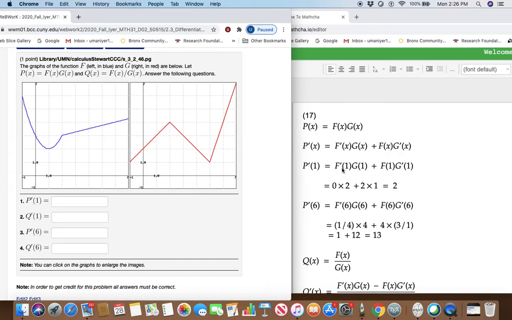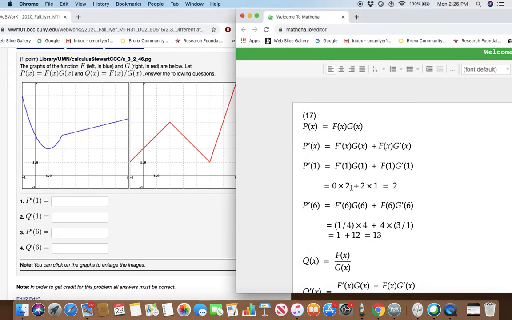Now what is the derivative of f at 1? So blue is f. At 1, notice it has a horizontal tangent, right? So derivative is 0. What about g at 1? At 1, g has value 3. Okay. Anyway, it doesn't matter because it's multiplied by 0. What about value of f at 1? Value of f at 1 is 2.